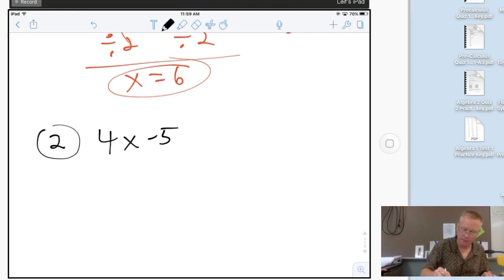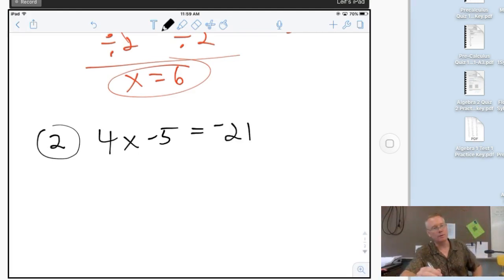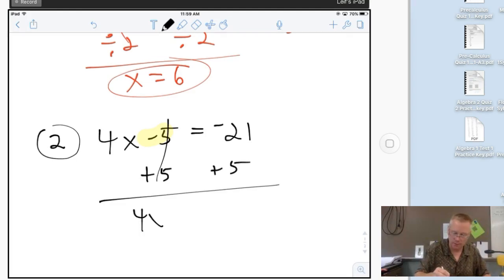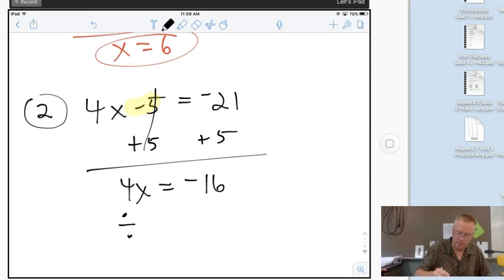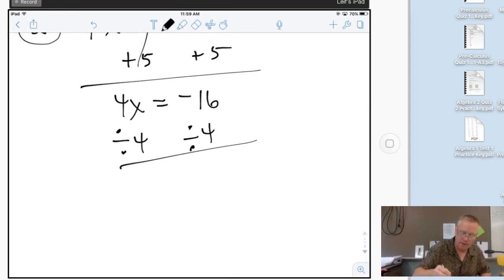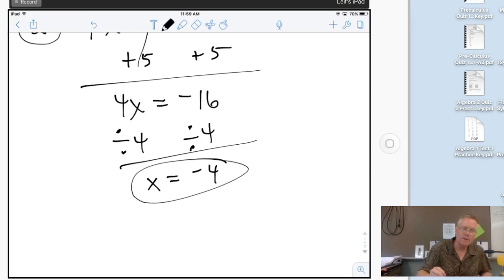4x minus 5 equals negative 21. All right, so the same kind of process. First I do the plus or minus. In this case it's a minus 5, so I'm going to do the opposite. Add 5 to both sides, and I get 4x equals negative 21 plus 5, which is negative 16. Next, divide by what's in front of the x, and I get x equals negative 16 divided by 4, which is negative 4. And that's the answer. Remember, negative divided by positive is negative.